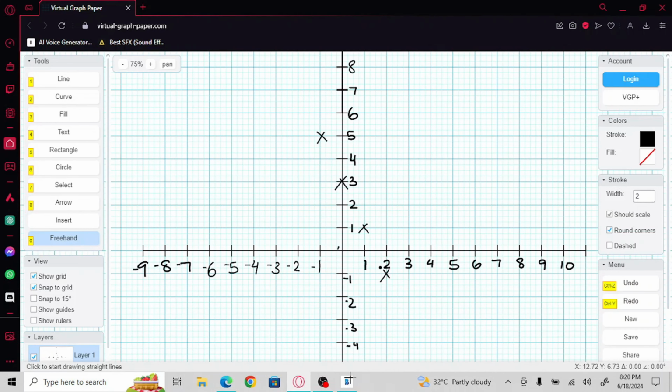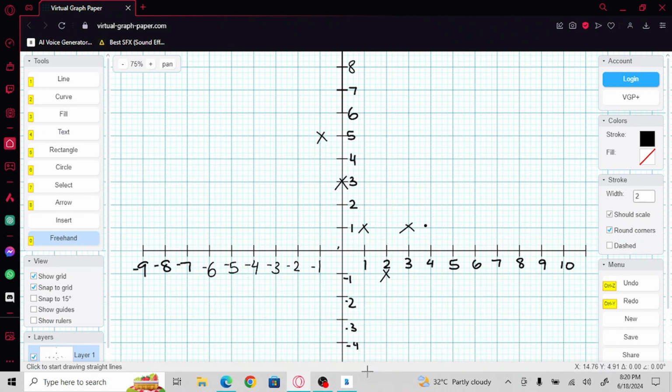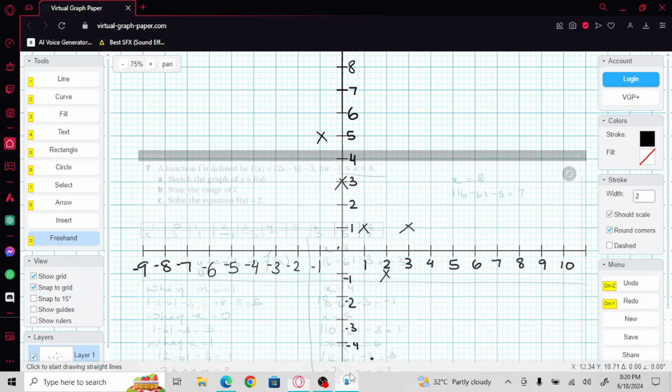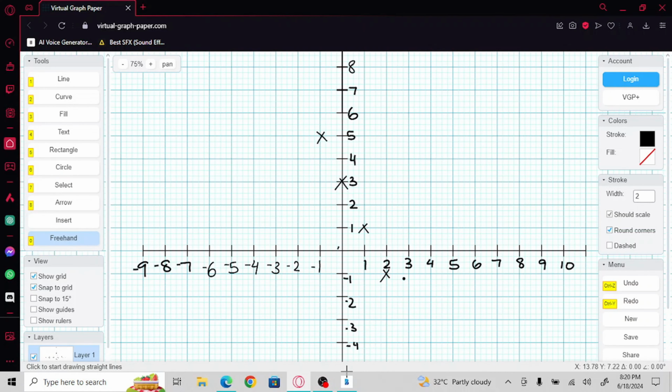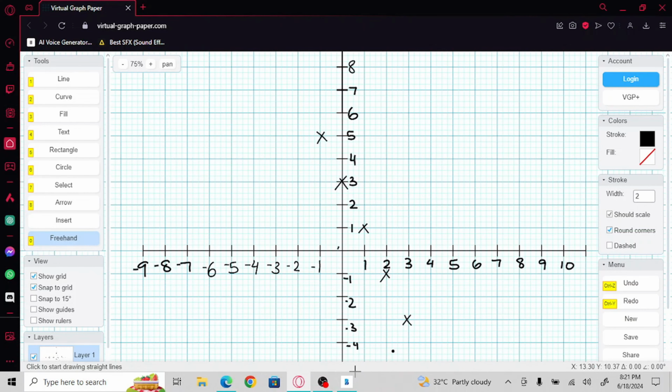When x equals 3, y equals negative 3. When x equals 4, y equals negative 1. Okay, wait a second, I'm sorry, I just marked the wrong point. When x equals 2, y equals negative 1. x equals 3, y equals negative 3. Okay, x equals 4, y equals negative 1 again.